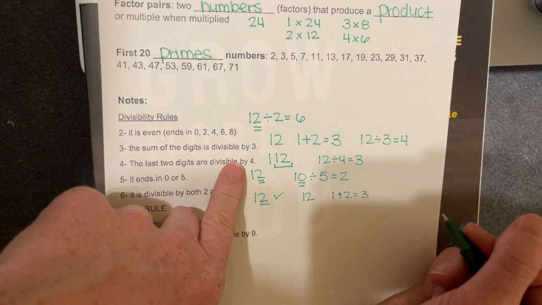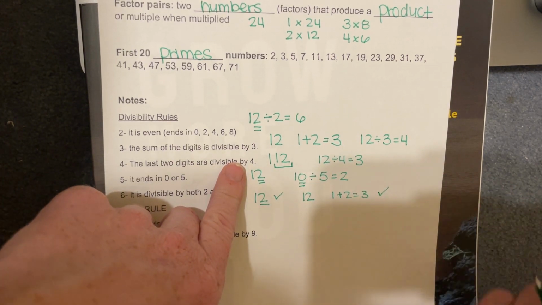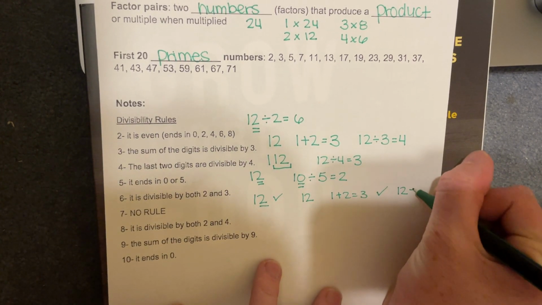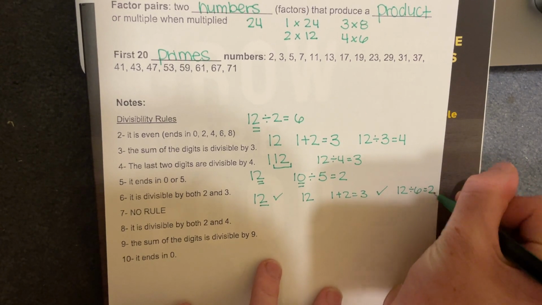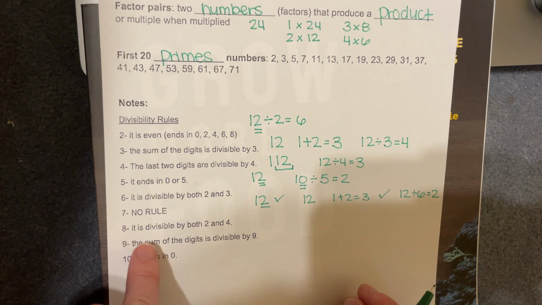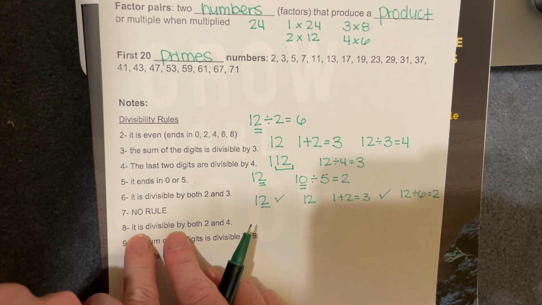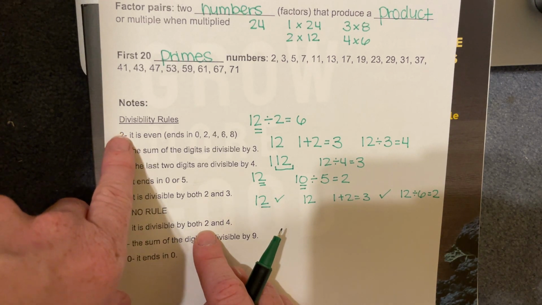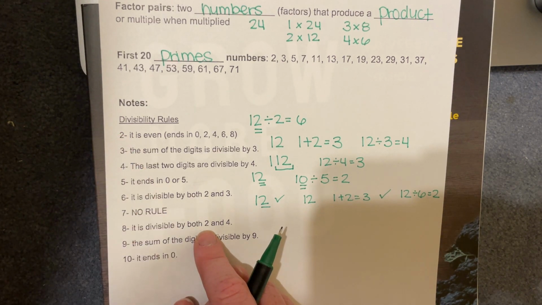3 times 4 equals 12, so that gets me to 12, so 6 would work for 12. And if I wanted to check, I could do 12 divided by 6 equals 2. Okay, 7, there is no rule, unfortunately. 8 is very similar to 6. We have to see if it's divisible both by 2 and 4, so we refer back to those two numbers.